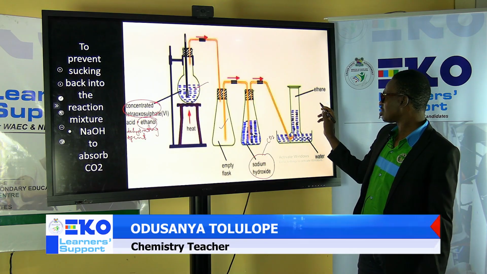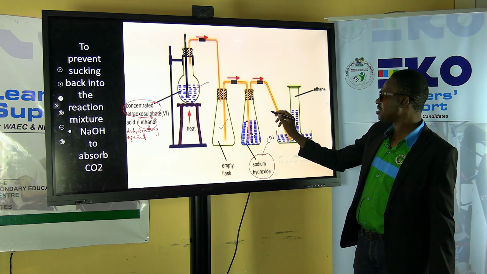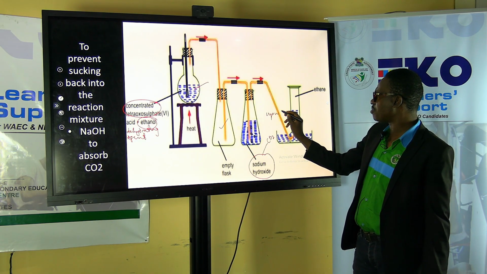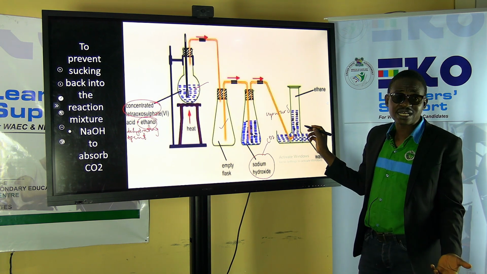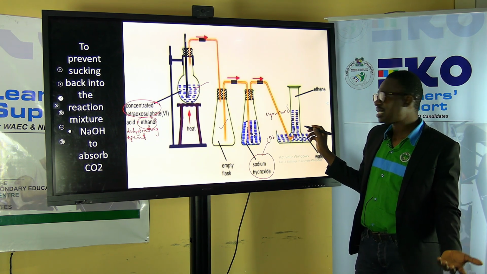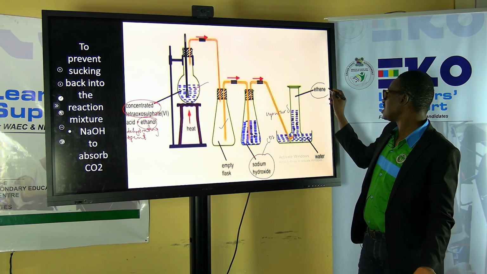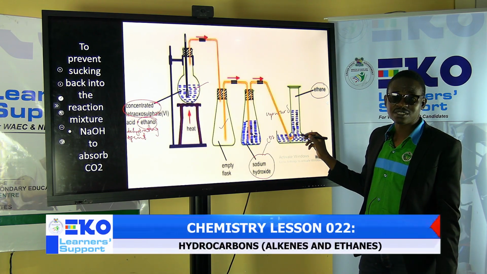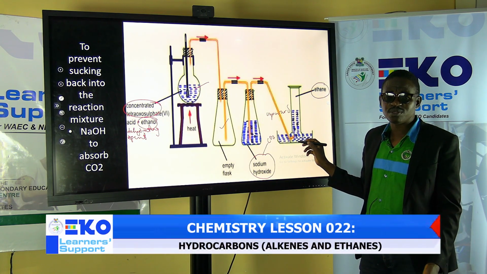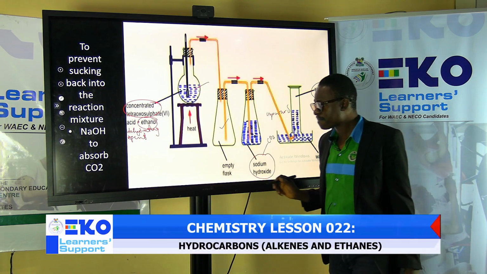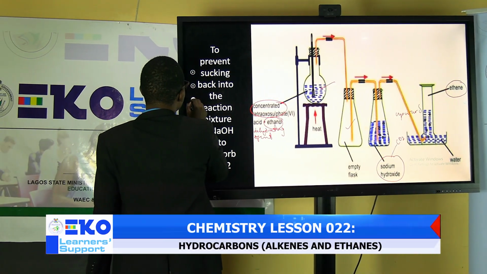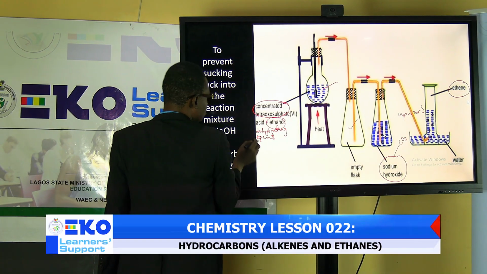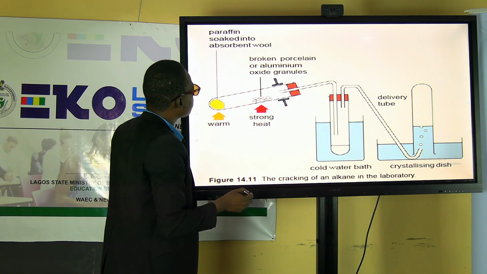Then this collection is called upward delivery. Why are we using upward delivery? Because the gas is lighter than air. Then you have your ethene in this. You discover that they are passing it through water because it's not extremely soluble in water. You need to know this. So on this note, can we move? Okay, fine.